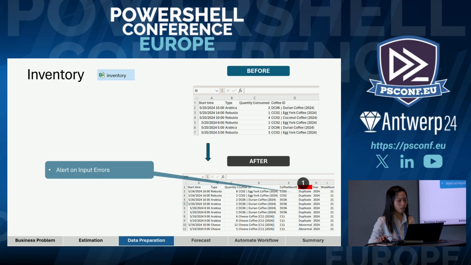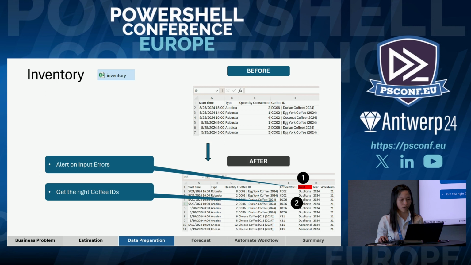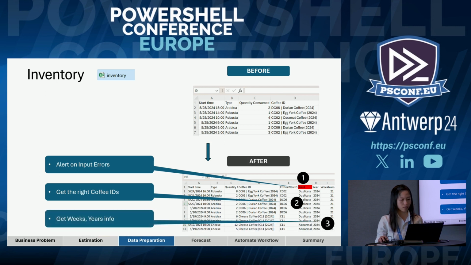And then because there are so many errors, she also finds so many errors in the file that she wants to create a column where she can raise the alert. For example, whether the data is duplicate or abnormal. For example, in this case, the coffee type only has two types, whether it's Robusta or Arabica, but what they chose here is very abnormal. So she wants to highlight those things. The second one is that she wants to get the right coffee ID. And the last one is to also put the year and the week number.